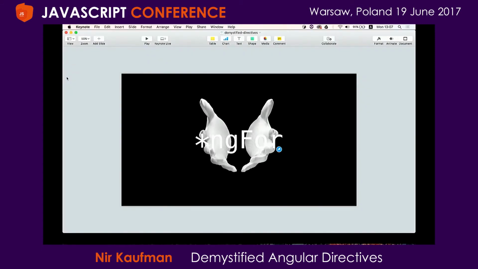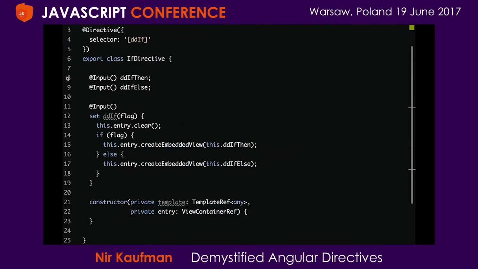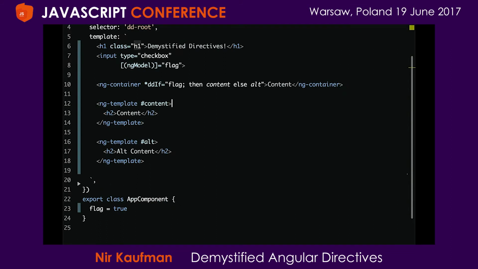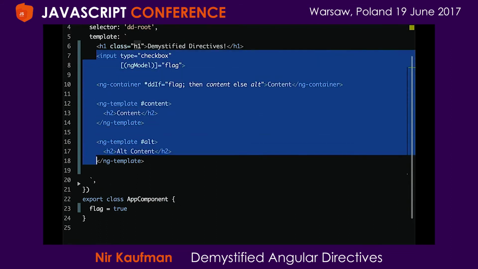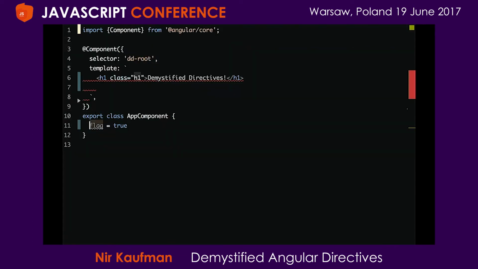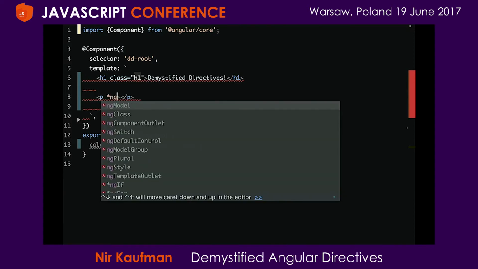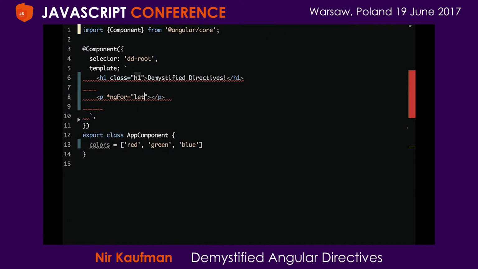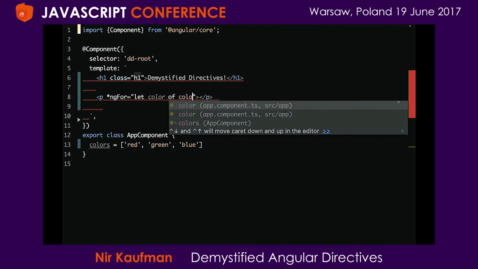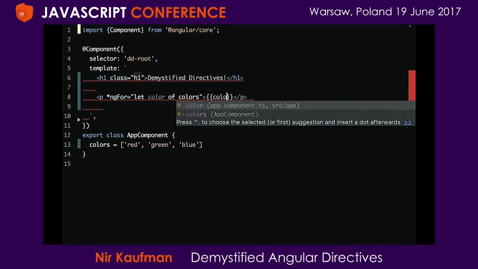All right, ngFor. We already know what these asterisks do. So let's jump straight to the code. Let me clean everything up. Let's take all of this, throw it away. Let's build a very simple array. Let's call this array colors. Let's put here red and green and blue. Just a quick reminder, I can put a p tag, ngFor let color of colors and show me the color.